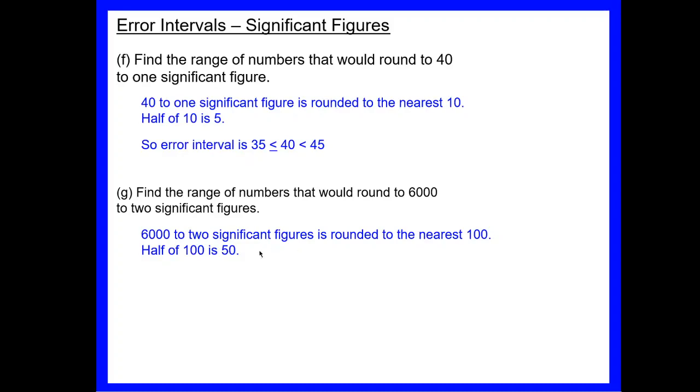Half of 100 is 50. So again, to find my lower value, I'm going to do 6,000 minus 50, which is 5,950. And for my upper value, I'm going to add 50, so 6,050.